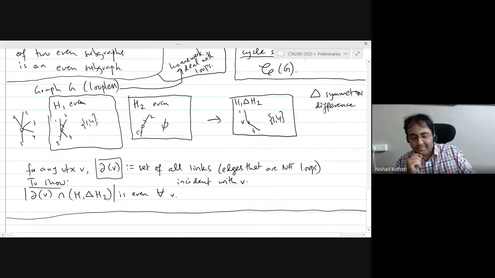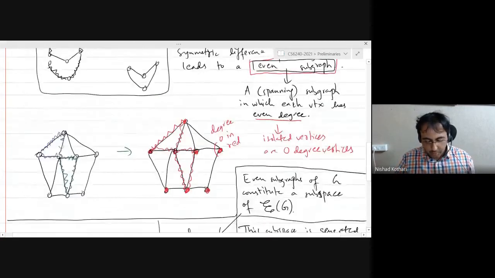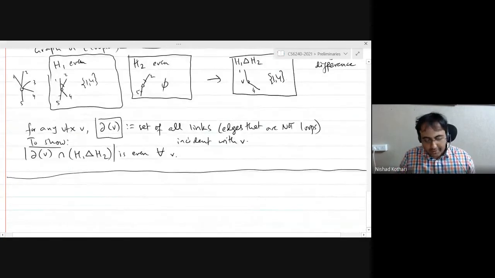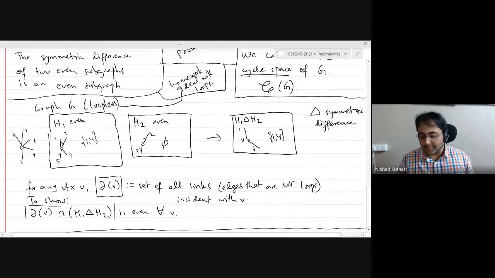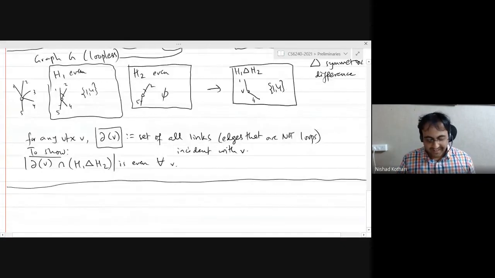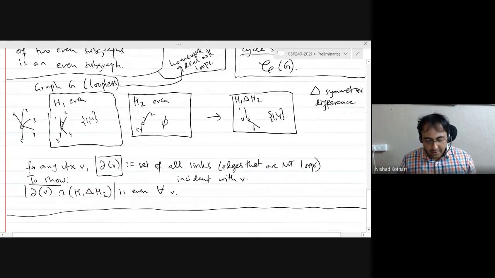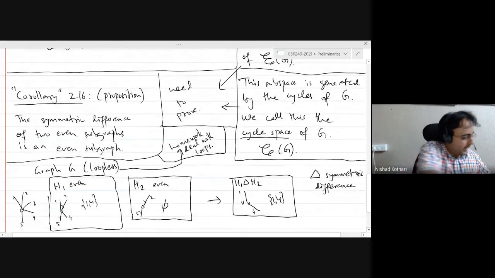So all of this theory that we are discussing does not turn out to be true for odd subgraphs, for example. This theory is applicable to even subgraphs. So there is something special about even subgraphs.